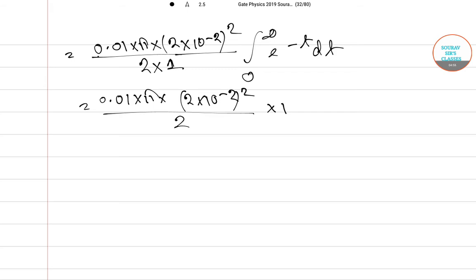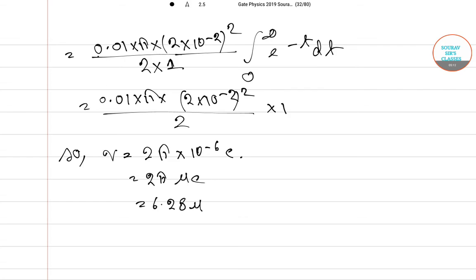So, this Q equals 2 pi into 10 to the power minus 6 coulomb. So this equals 2 pi microcoulomb, which means 6.28 microcoulomb. This is the total charge passed through a cross section of the wire during the decay. So here this is the correct answer for this question.